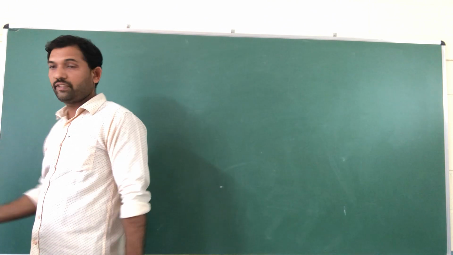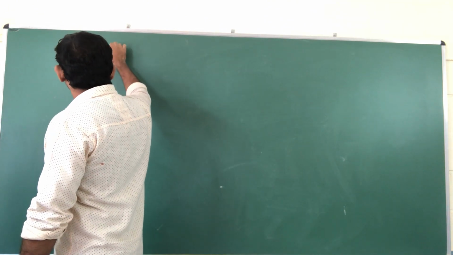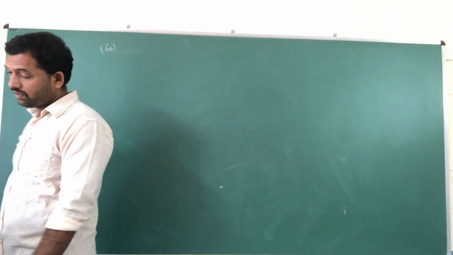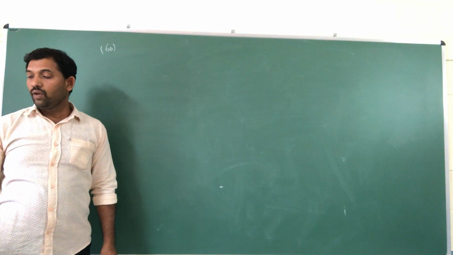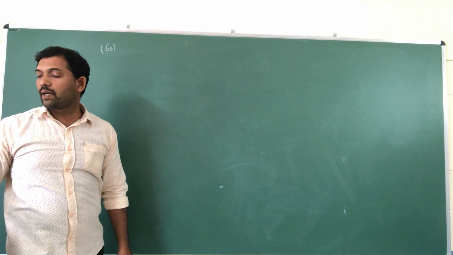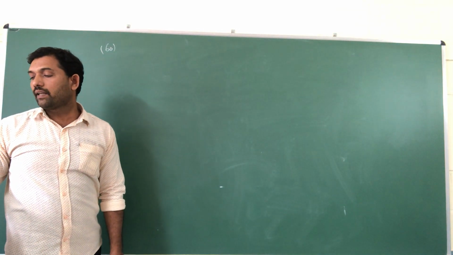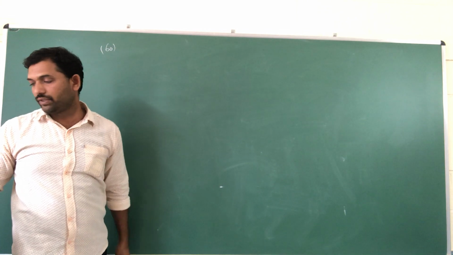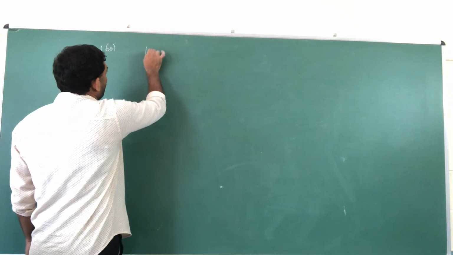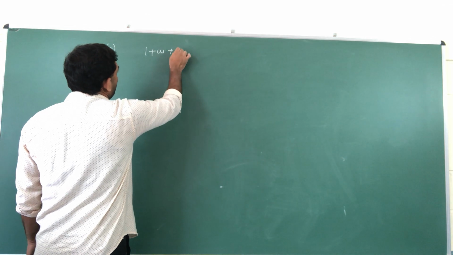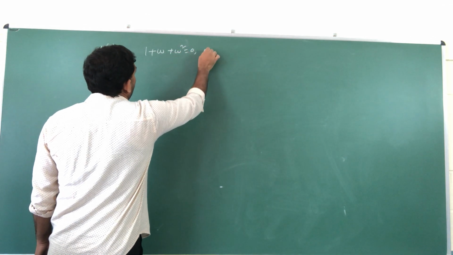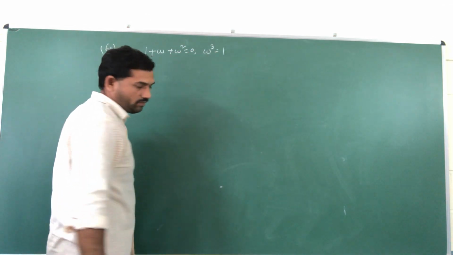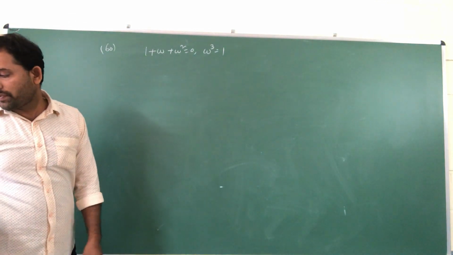Next, question number 60. What is given here? 1, omega, omega square are the cube roots of unity. Same conditions: 1 plus omega plus omega square equals 0, and omega cube is equal to 1. And also fractions are given.